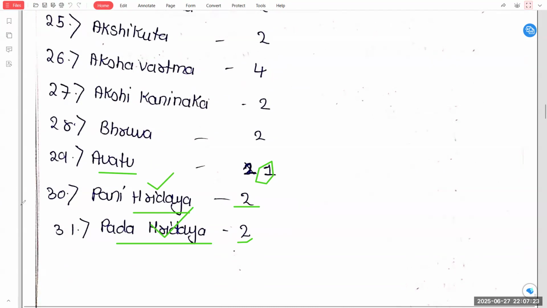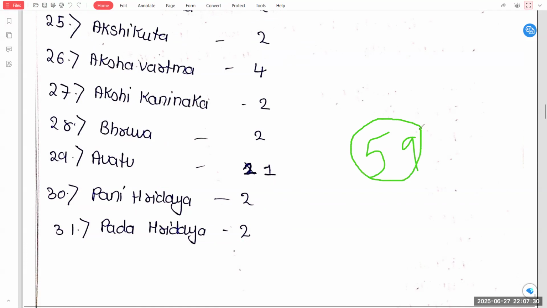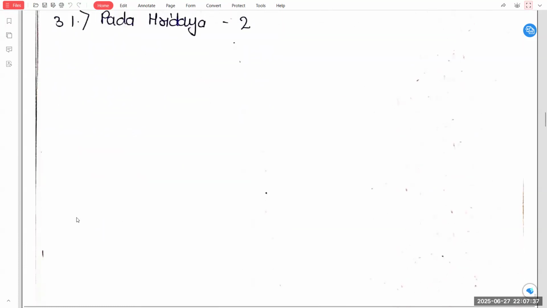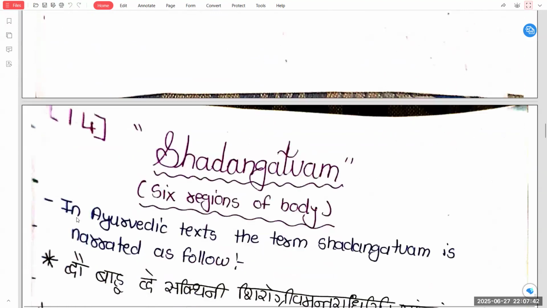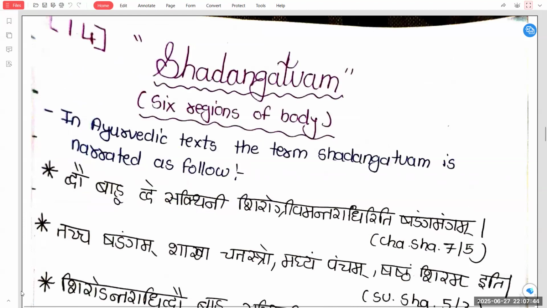So in total, how many pratyanga are there? In total, there are 59 pratyanga. Okay, according to Acharya Shushruta, if you are asked how many pratyanga there are, the answer is 59. Okay. So this was the third topic. It is a very short and sweet topic. Next topic, Sharangatva. Okay, the 6 regions of the body, as I had mentioned earlier. In Ayurvedic text, the term Sharangatvam is narrated as follows.